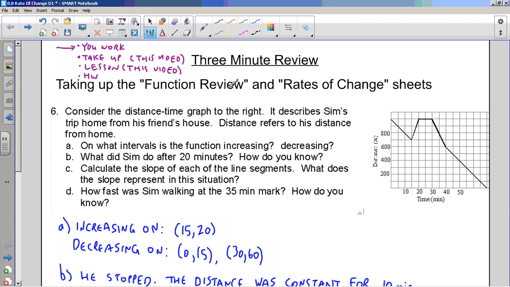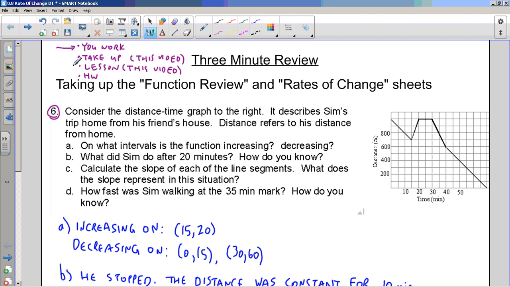So if you haven't done this function review or rates of change sheets, the function review you only have to do this number 6. And then the rates of change lesson part is really just review of stuff you already know with a different name perhaps. I want you to do that work first, and it's probably about 20 minutes worth of work or so, and then you watch this video and then do the lesson and the homework.